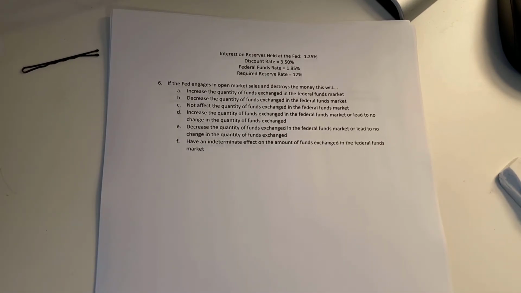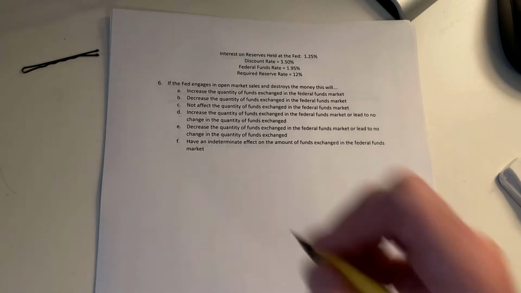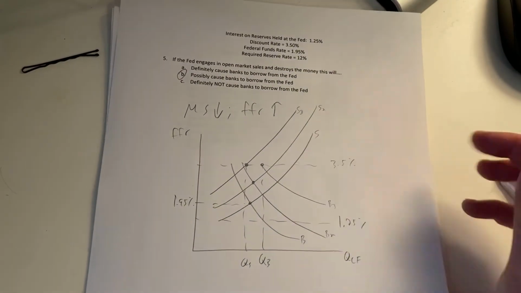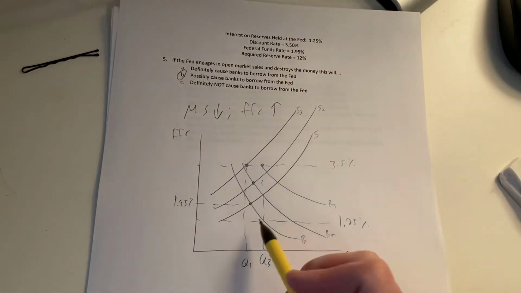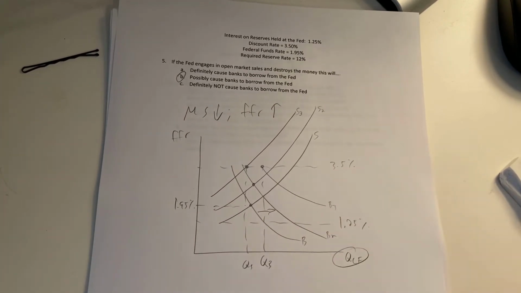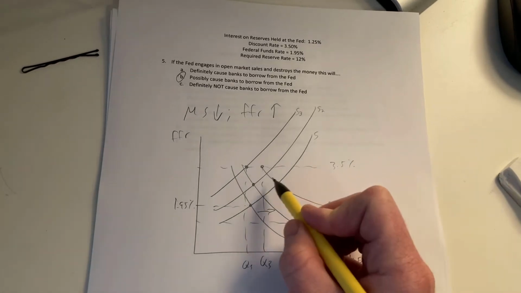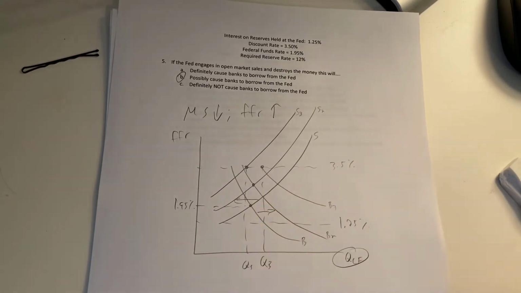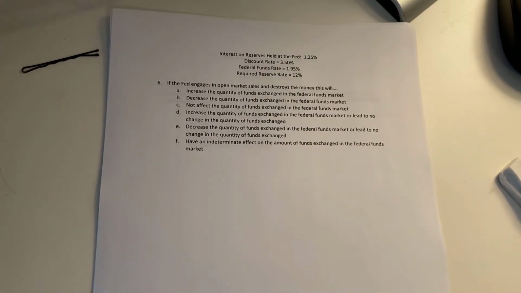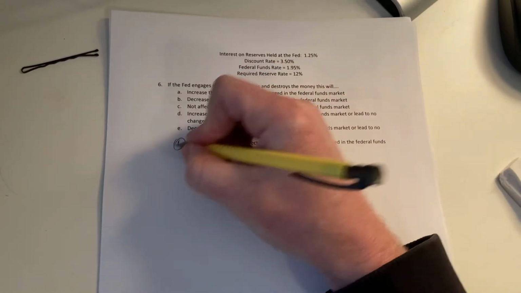Okay, question 6 here. If the Fed engages in open market sales and destroys the money, what would happen? So, actually, if we just look back to this graph here, we don't actually know what would happen. It depends on which effect is bigger, okay? When we think about the borrowing curve shifting right, that tends to increase the quantity of loanable funds. When we think about the savers curve shifting left here, that tends to decrease the quantity of loanable funds. And since we do not know which of these shifts is bigger, we don't know what's going to happen to the quantity of federal funds exchanged in this market.